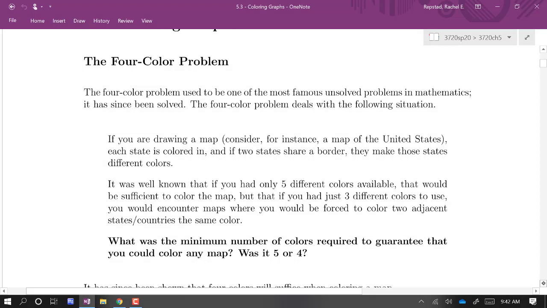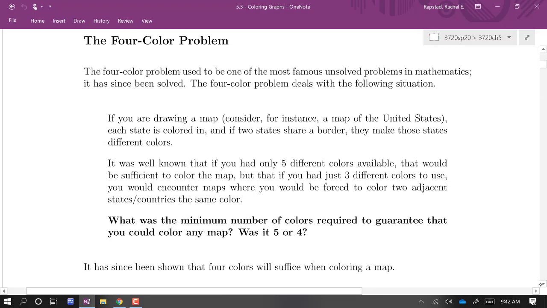And it has since been shown that 4 colors will suffice. I'm pretty sure the proof involved the use of computers. They were able to narrow it down to a finite number of cases, maybe 1,000 or so cases, and they used computers to finish up the proof. So I'm willing to bet it would still be an interesting result if somebody were able to prove this without the use of computers.